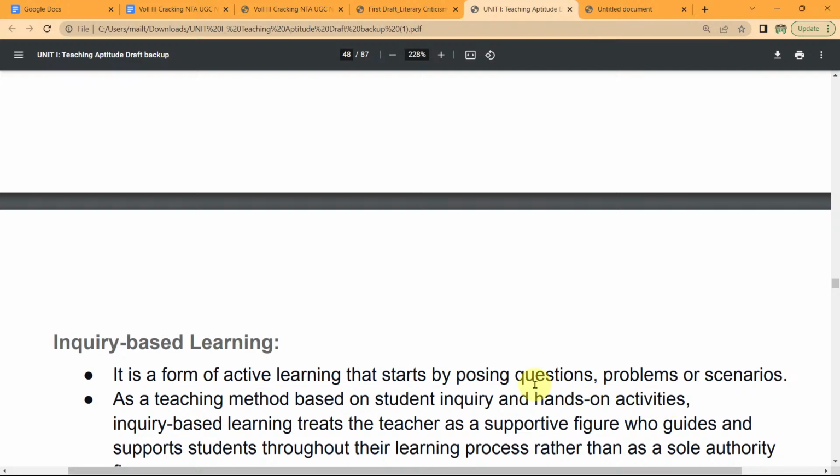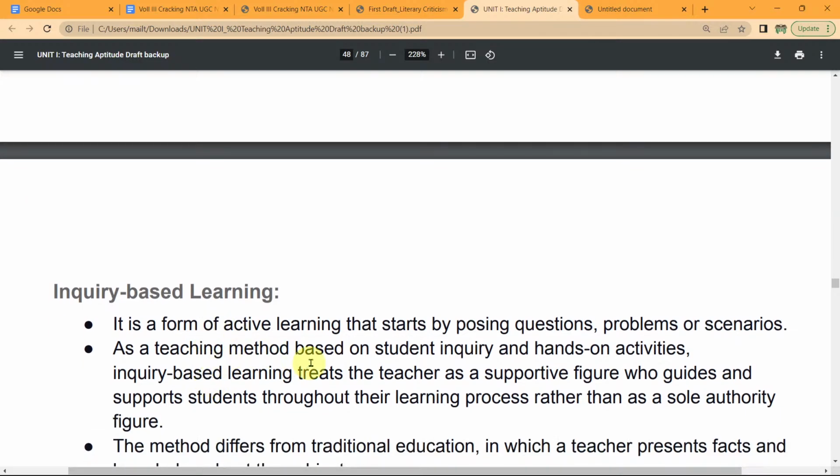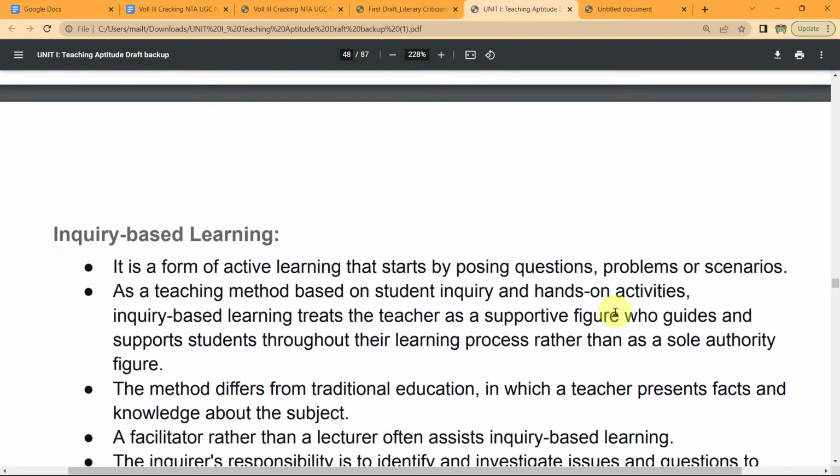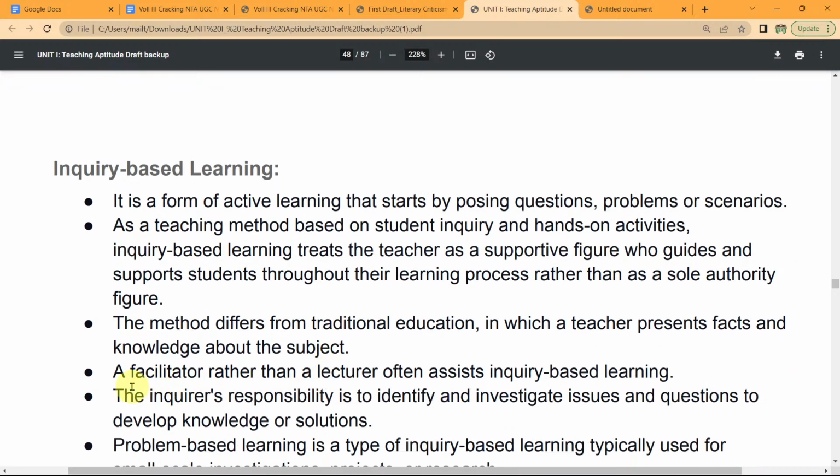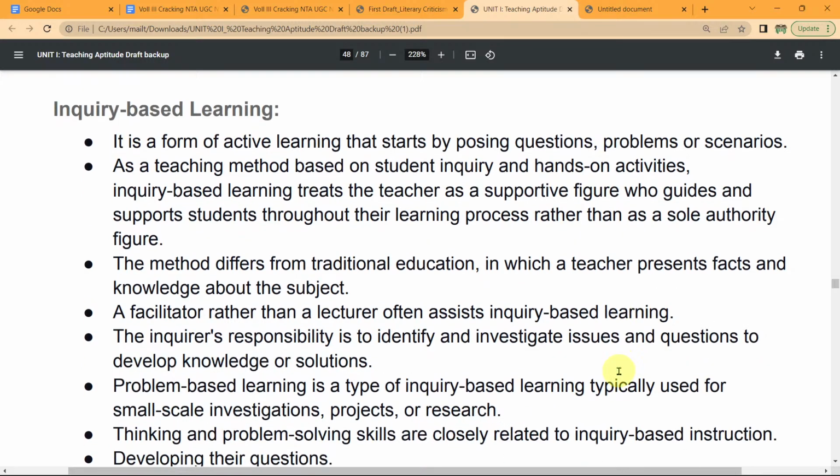In that way they learn. That is inquiry based learning. Simple term is there. You only have to know this important fact about this particular type of learning. Inquiry based learning is based on posing questions, where they learn through the question, as a teaching method based on student inquiry and hands-on activity. Inquiry based learning treats the teacher as a supportive figure who guides and supports students throughout the learning process rather than as a sole authoritative figure. So here again, a facilitator rather than a lecturer often assists inquiry based learning.